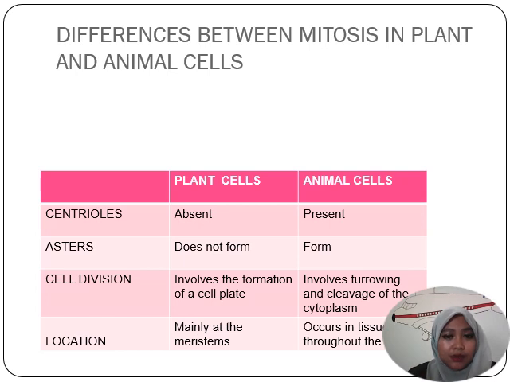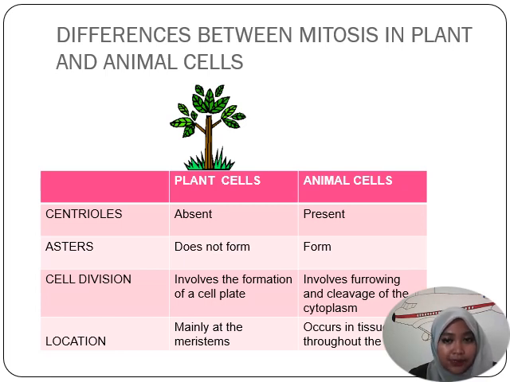The most obvious is that centrioles are absent in plants, but present in animals. It's not absent, actually, it's reduced in number. Asters do not form in plants, but they do in animal cells, and asters are related to the centrioles. Cell division in plants involves the formation of the cell plate, while in animals it is the cleavage furrow. Location: mainly in the meristem.